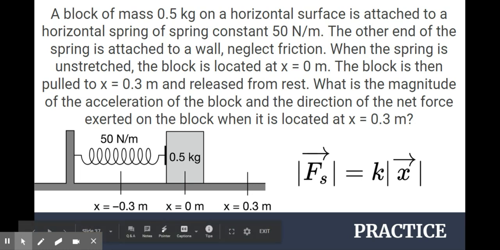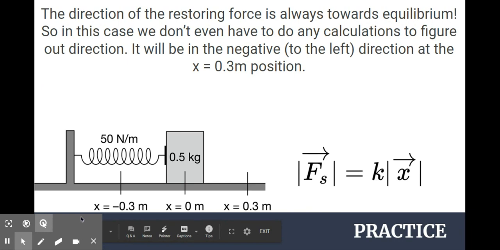All right. So the direction of the restoring force is always towards equilibrium. So it's pretty easy in this case. We don't have to do any calculations. If the displacement was to the right or in the positive direction, then the restoring force is going to be in the opposite direction of that. It's going to be to the left or in the negative direction when it's at the 0.3 meter position. So we got that part done. That part wasn't too bad.